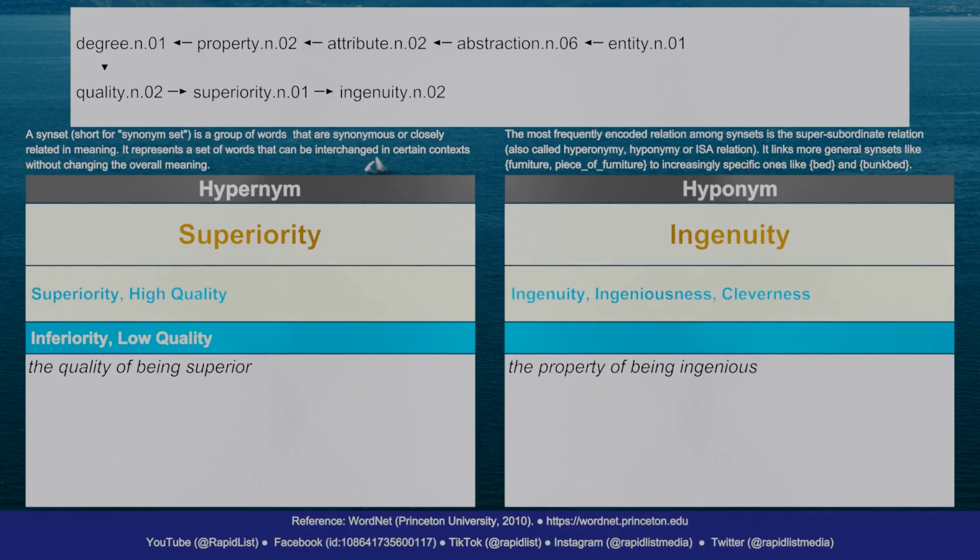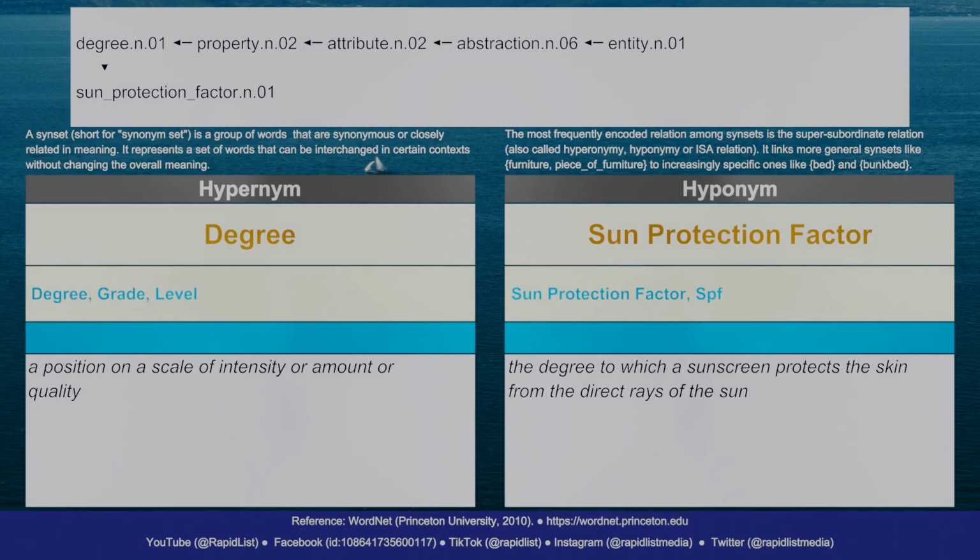Ingenuity. The property of being ingenious. The cleverness of his design. Sun protection factor. The degree to which a sunscreen protects the skin from the direct rays of the sun.